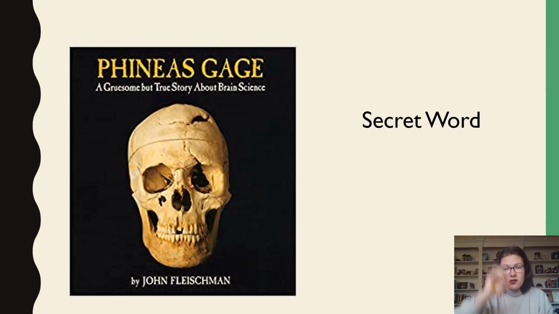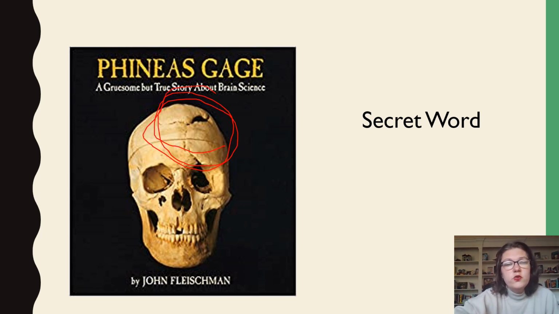It's time for the secret word! Our secret word today is tamping iron. So it's actually two words. Tamping iron. Remember, the tamping iron is what went through Phineas Gage's skull, causing this hole. So don't write down Phineas Gage, write down tamping iron.